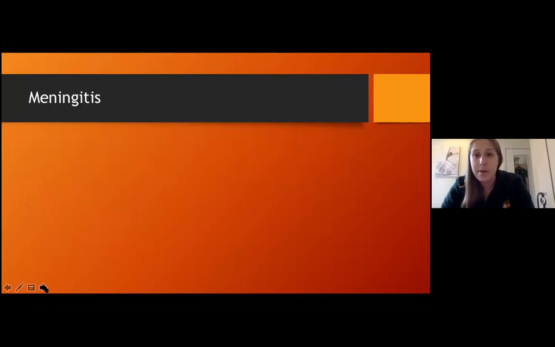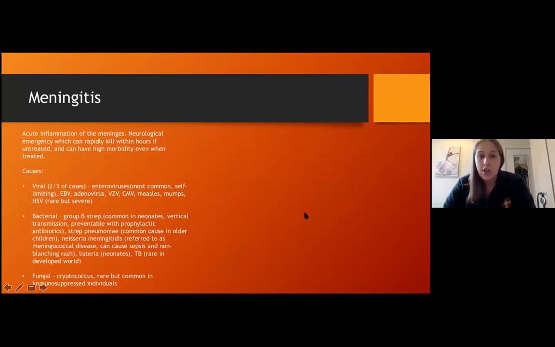Okay, so now moving on to meningitis. This is acute inflammation of the meninges, which surround the brain and the spinal cord. It's a neurological emergency. It can rapidly kill within hours if untreated, so it's really important to pick up. Even when treated, it can make the child quite poorly and have complications. Causes can be all sorts of things. It can be viral in actually two thirds of cases, so it's quite common to have viral meningitis.